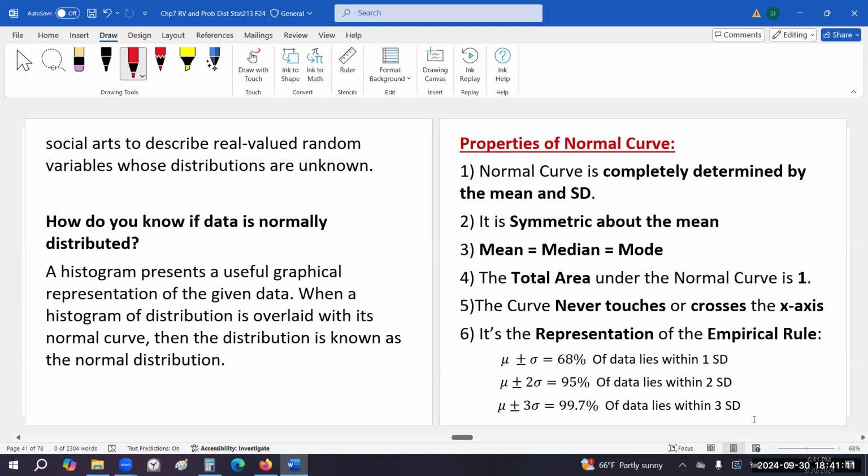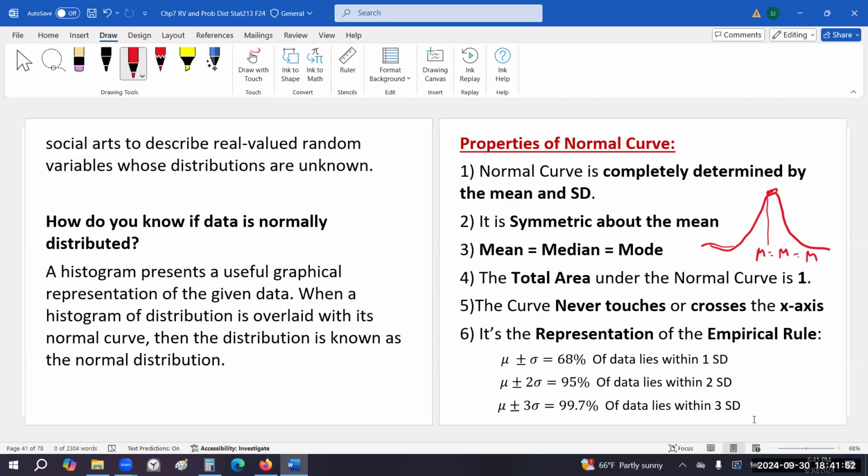What are the properties? Normal distribution is completely determined by the mean and standard deviation. So in normal distribution, there are only 2 things we need. That's it. We don't need any other information: what is the mean and what is the standard deviation. Normal distribution is symmetric about the mean, and at the center, we have mean equals median equals mode. All 3 are the same because it has a symmetric shape.